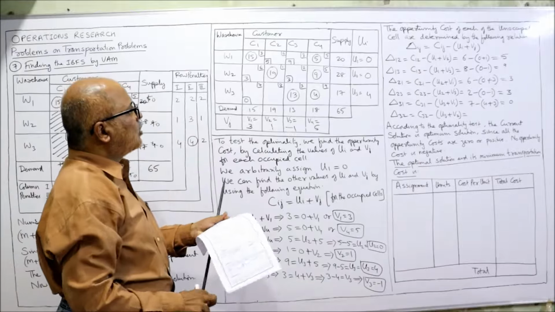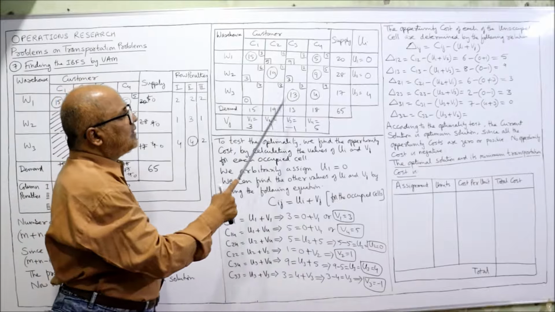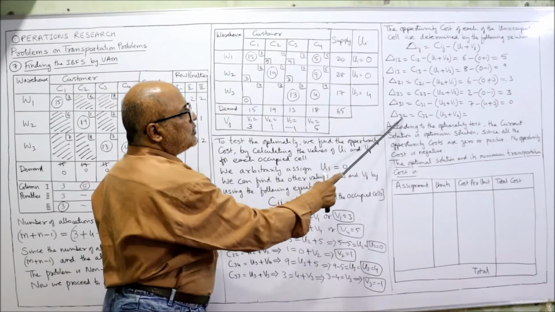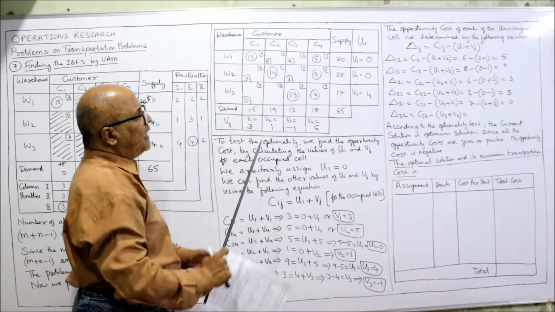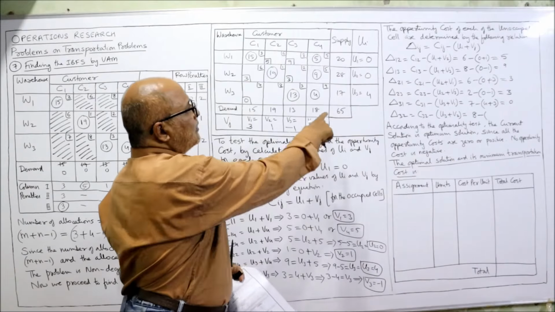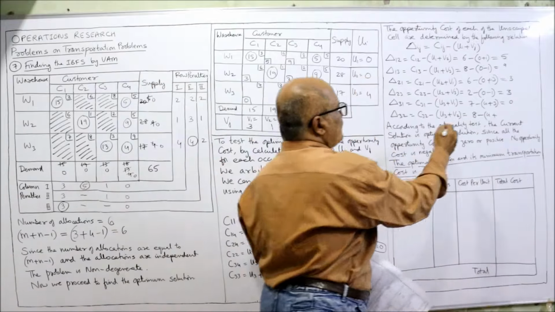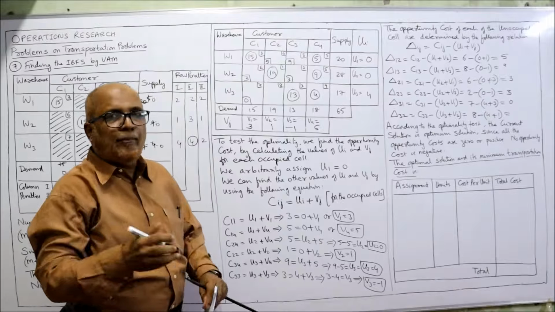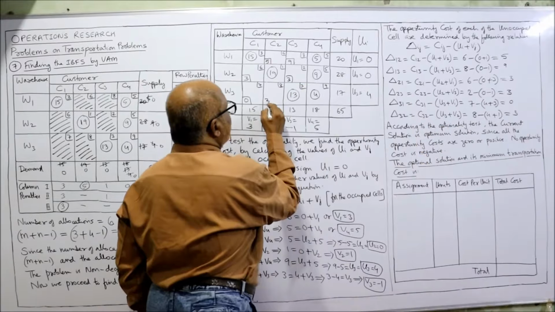Last one. This is an unoccupied cell. Location is third row, second column. Delta 32 is equal to C32 minus U3 plus V2. How much is C32 here? 8. So 8 minus, then U3 is 4 plus V2 is 1. So 4 plus 1, 5. So 8 minus 5 is 3. That's all. This one 3.